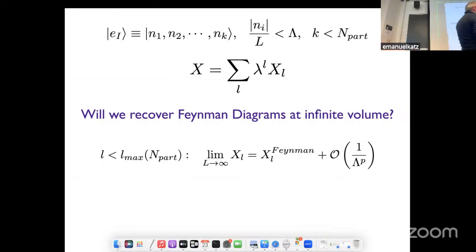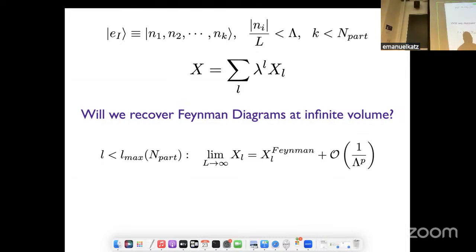Who wants to venture it? Yes or no? In general or for this theory? For this theory. I'm giving you a very concrete theory. It's phi to the 4th. You've taken 90 particles. I'm asking you, do you recover the one loop correction to the mass as you take the volume to infinity? At fixed UV cutoff and at fixed number of particles.